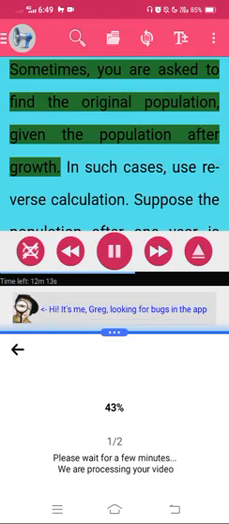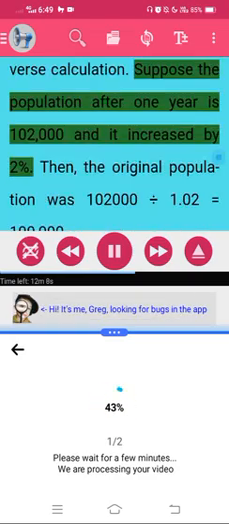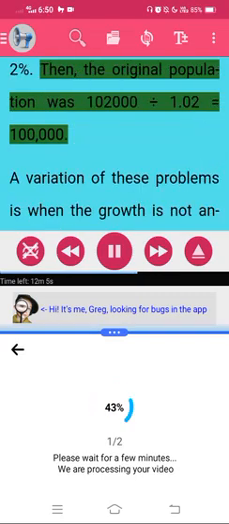Sometimes, you are asked to find the original population, given the population after growth. In such cases, use reverse calculation. Suppose the population after 1 year is 102,000 and it increased by 2%. Then, the original population was 102,000 divided by 1.02 equals 100,000.